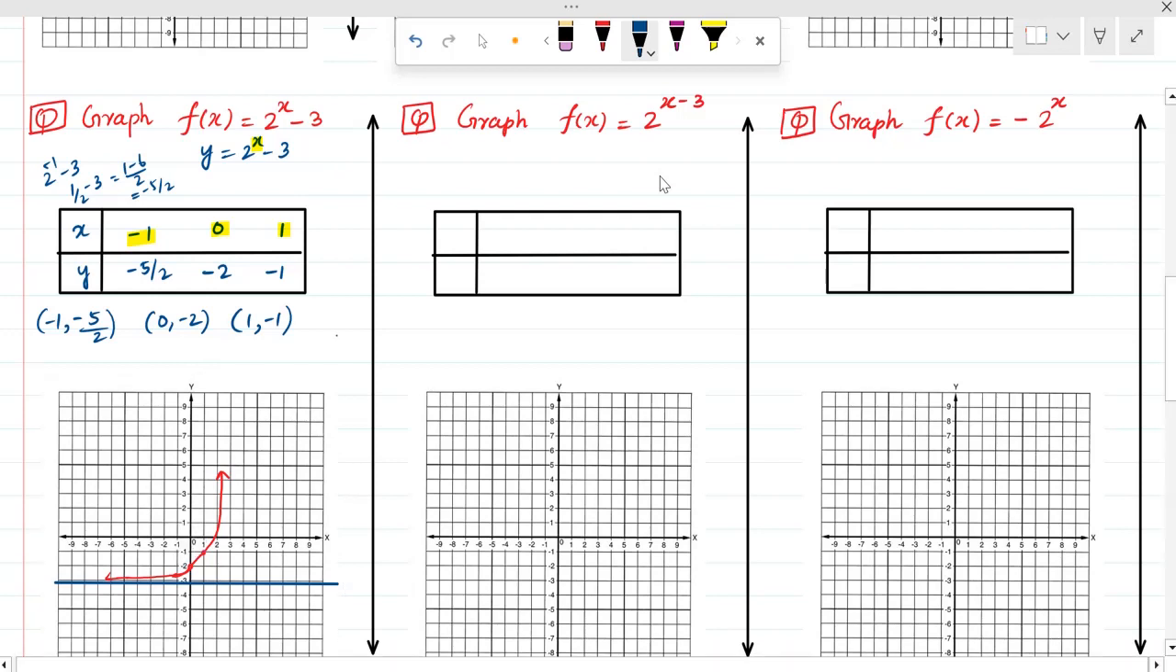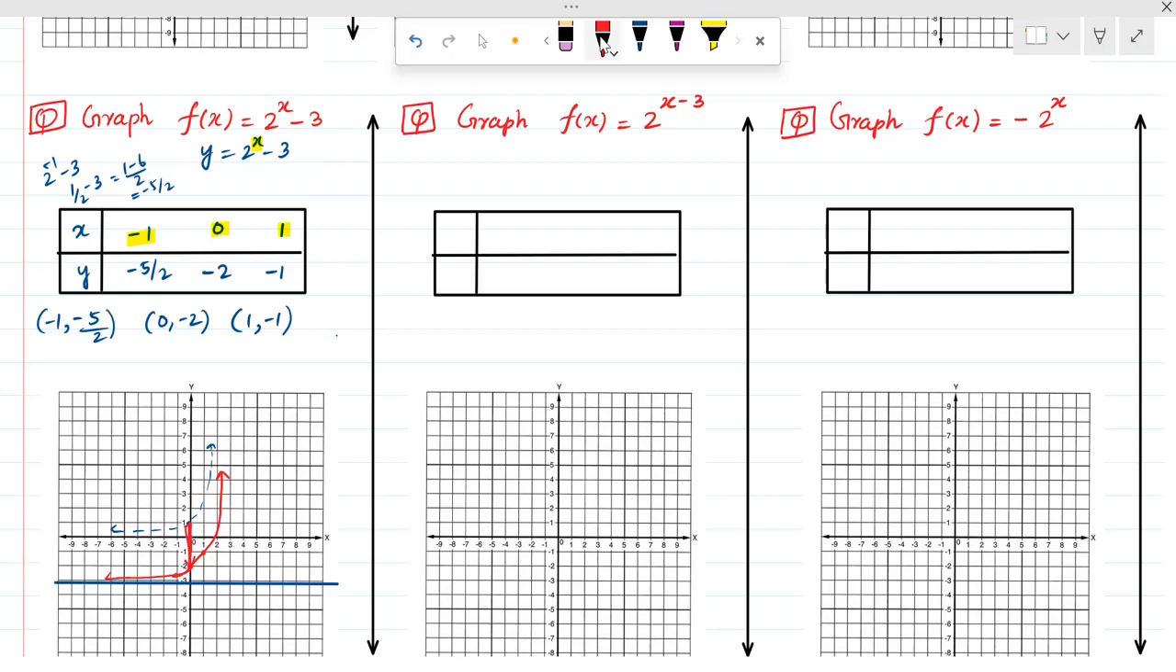So what happened with this one? The standard graph will be here. It looks like this. So therefore there is a translation. What happened? It will move down by 3 units. This is 1 unit, this is 1 unit, this is 2 units and 3 units. So it is moving down by 3 units.